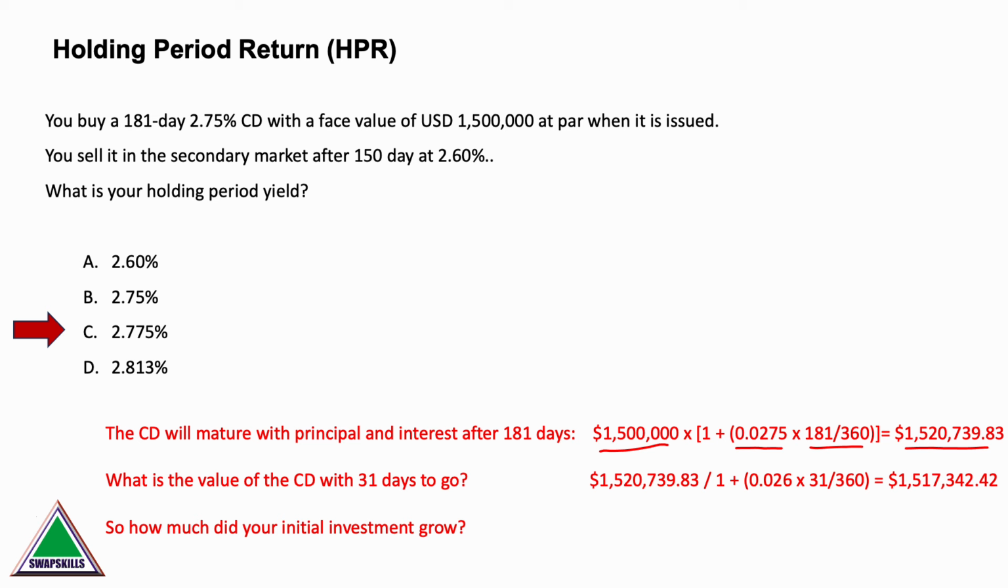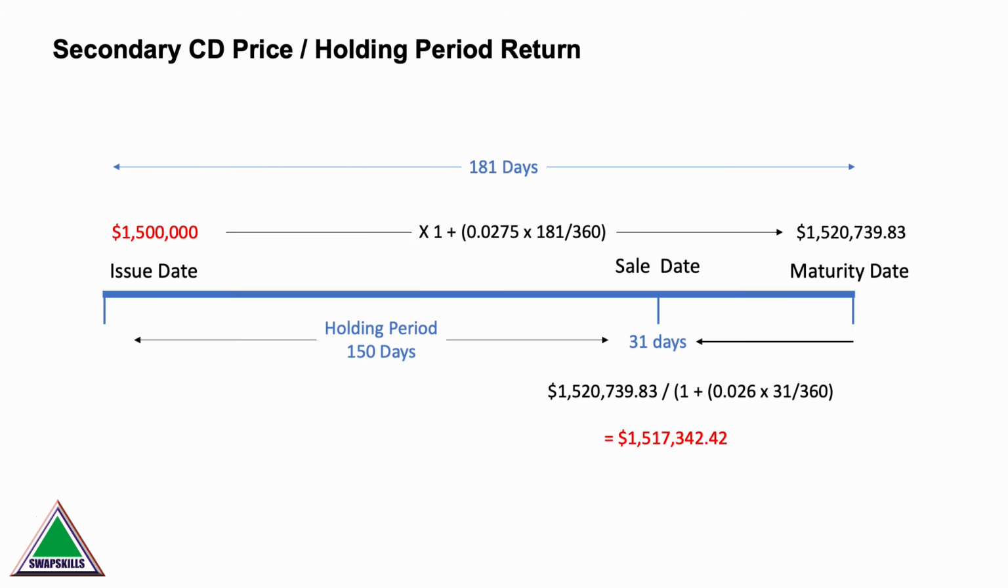So what we do is we take the final proceeds of the CD, we discount them back by dividing them by 1 plus the rate of return we now require, 2.6%, and we're discounting back over 31 days. Again, this is a dollar money market instrument, actual over 360. That tells us that with 31 days to go, in other words, after 150 days, that's what the CD would be worth. So let's draw this out on a timeline.